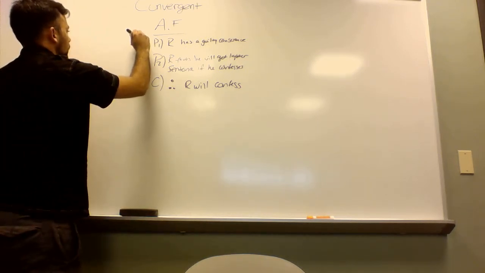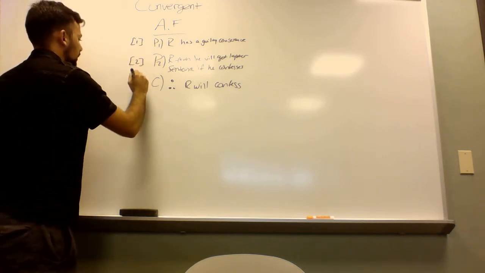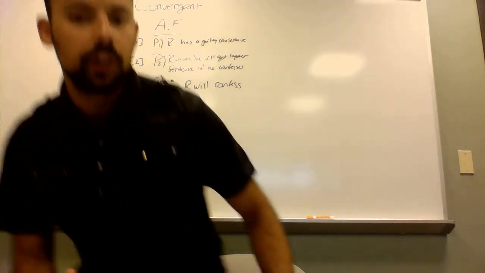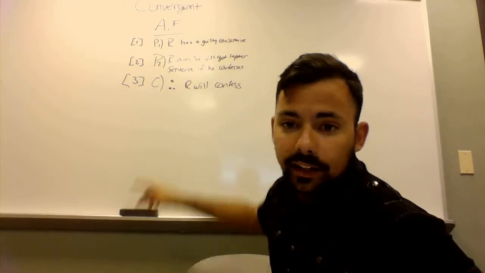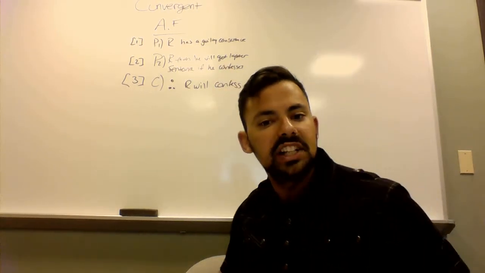So we see here premise 1, premise 2 will be proposition 2, and the conclusion will be proposition 3. So how does this argument work, right? Notice, we can get to that conclusion with just one of these premises. We don't necessarily need both, right?